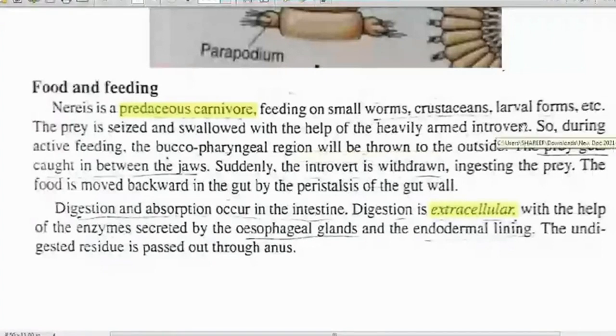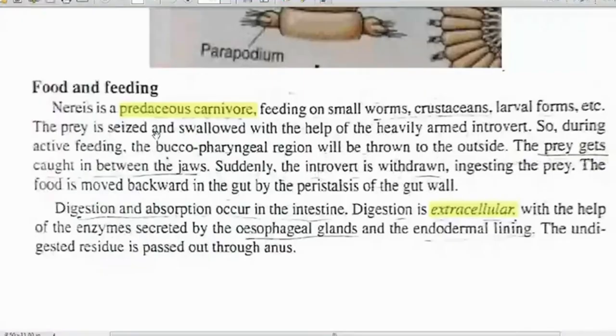And with the help of the strong jaws, it predates on these prey animals and captures them, and by retraction of the buccopharyngeal mass, the animal is put inside the alimentary canal. So during active feeding, the buccopharyngeal region is thrown outside and the prey gets caught between the jaws. Then suddenly the introvert is withdrawn, ingesting the prey. That is the mode of feeding.